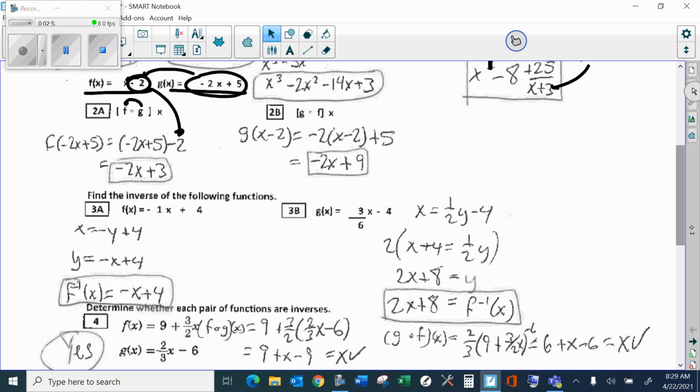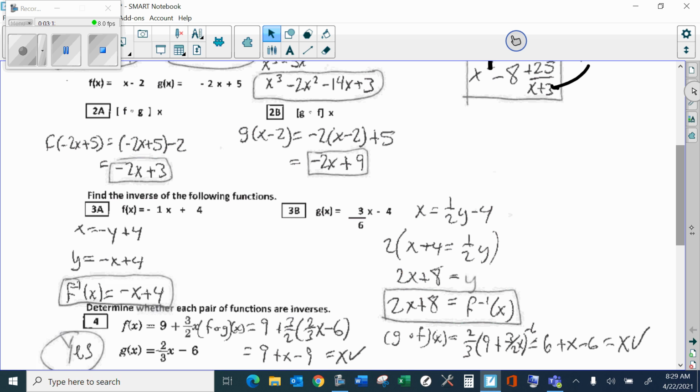And there's nothing to distribute, it's just a 1 here. So I can just take off the parentheses and then combine like terms. So I have negative 2x plus 3 is my answer. So the f of negative 2x plus 5, that means that's what I'm sticking into the x, is the negative 2x plus 5, which was that g function.